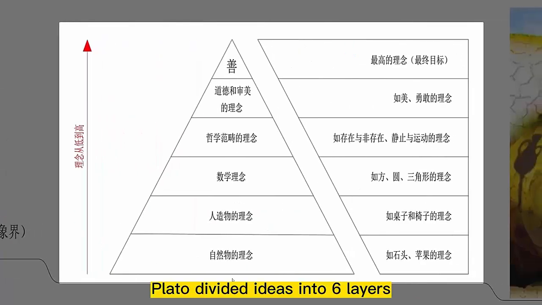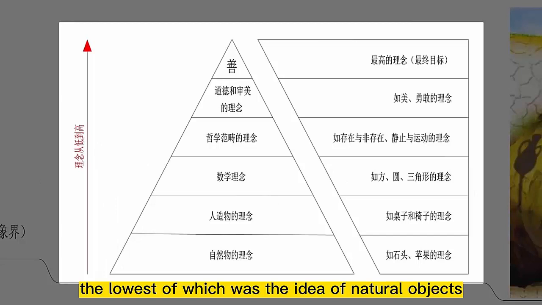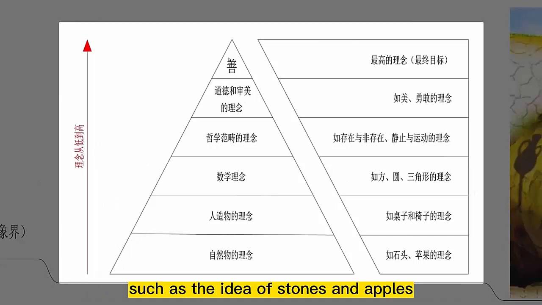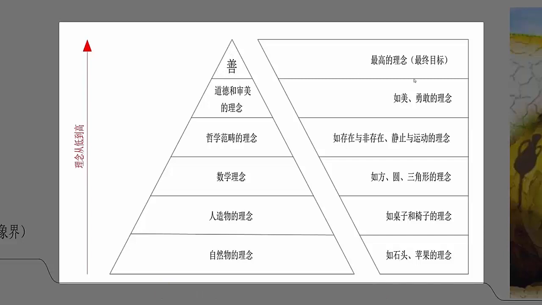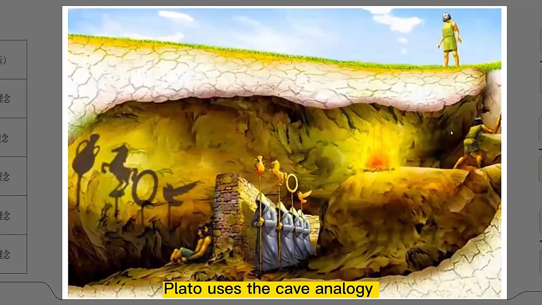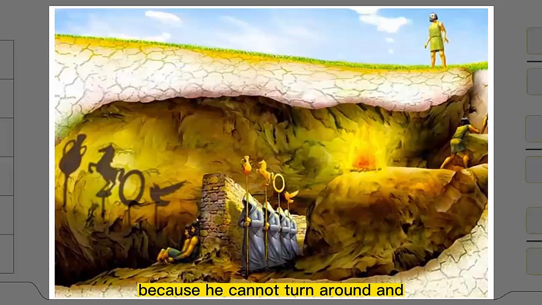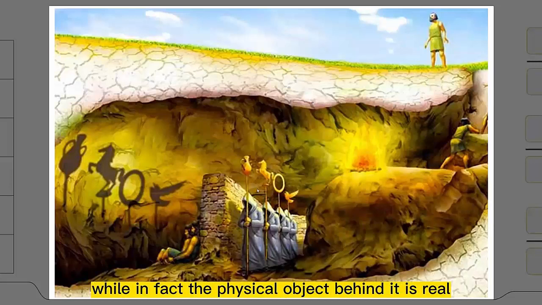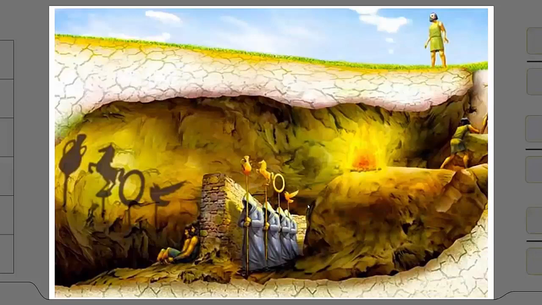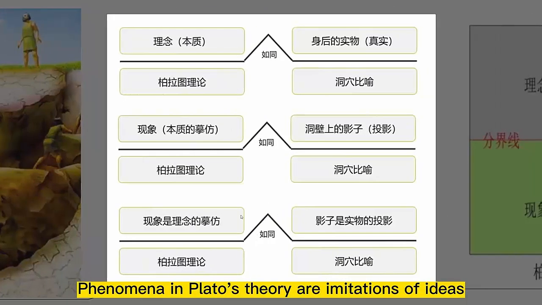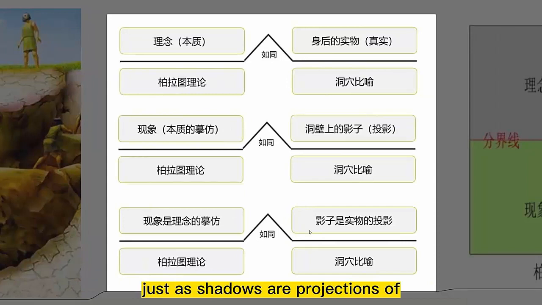Plato divided ideas into 6 layers, the lowest of which was the idea of natural objects, such as the idea of stones and apples. The highest level is goodness, and it is also the ultimate goal. Plato uses the cave analogy to explain the theory of ideas, where the prisoner can only see the shadow on the wall of the cave, because he cannot turn around and believes that the shadow is real, while in fact the physical object behind it is real. Phenomena in Plato's theory are imitations of ideas, just as shadows are projections of physical objects in cave metaphors.